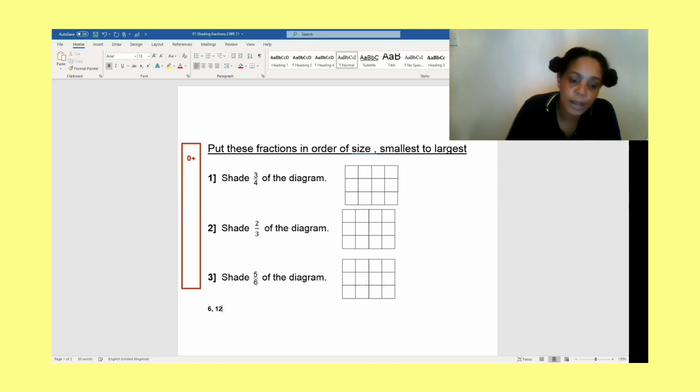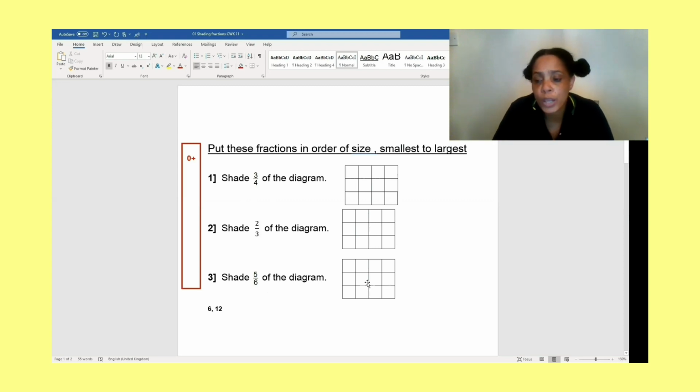Next one is 12. Is 12 in the 6 times table? Yes. Is it in the 3 times table? Yes. Is it in the 4 times table? Yes. So we can use 12. Hence the reason why all of these are divided into 12 equal parts.